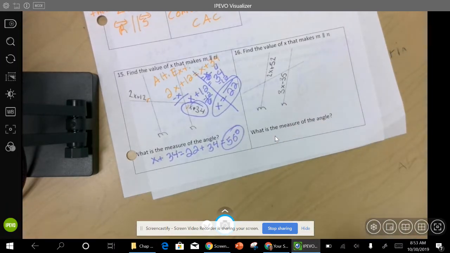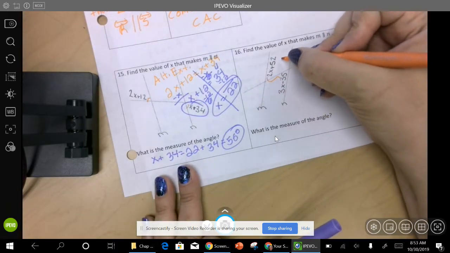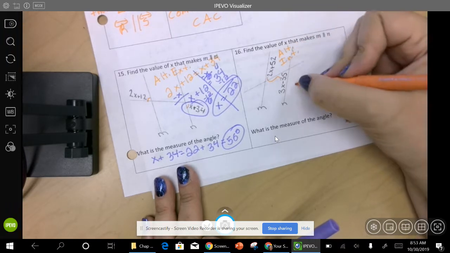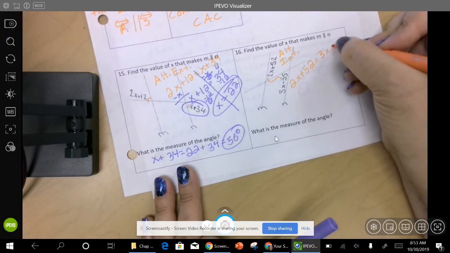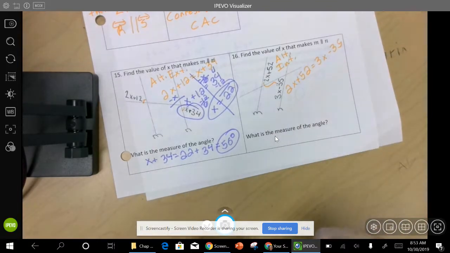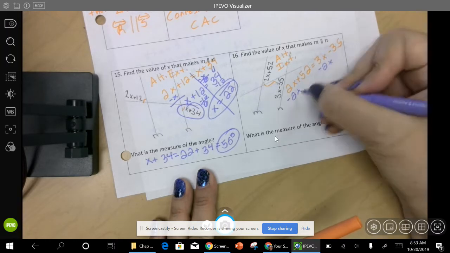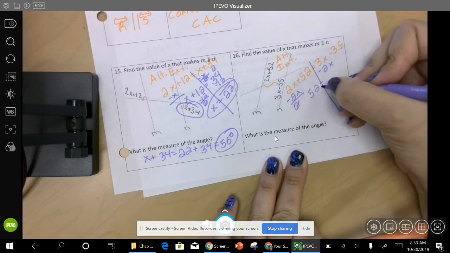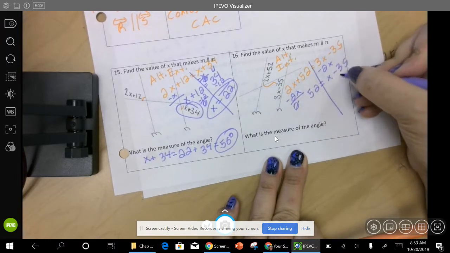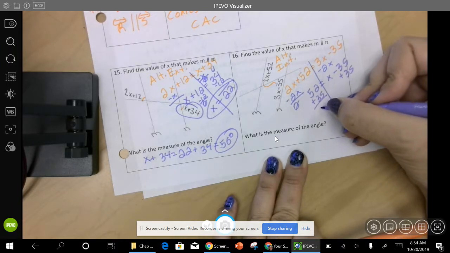Okay, same for this one, everybody. So find the value that makes it equal. So these are alternate, opposite sides, inside. So alternate interior, I like those angles. So I'm going to have 2x plus 52 is equal to 3x minus 35. Okay, so I'm going to subtract 2x from each side. I get 52 is equal to x minus 35. I'm going to add 35 to each side. Okay, so we add it together.